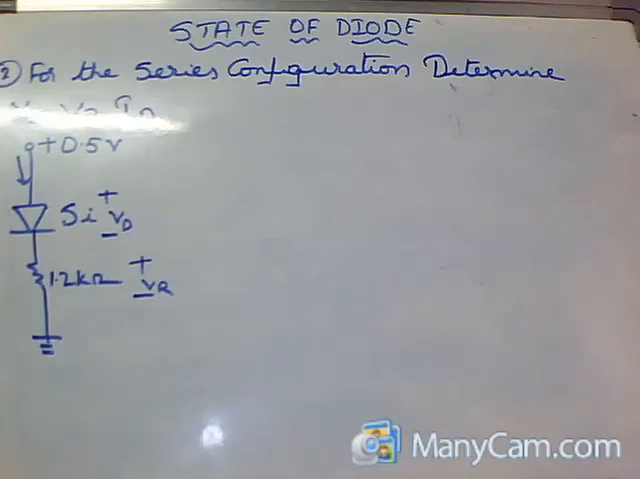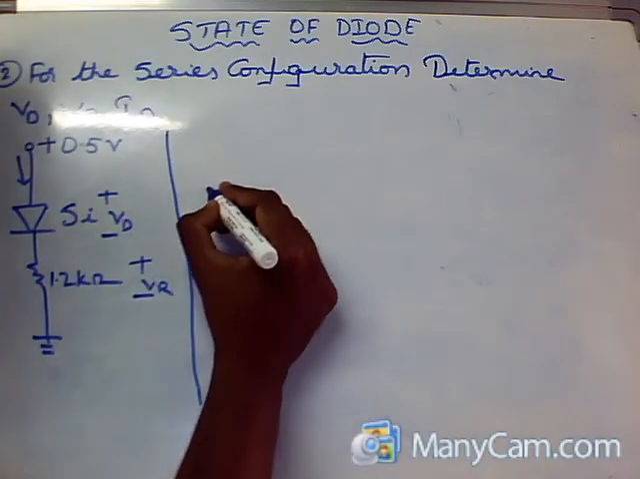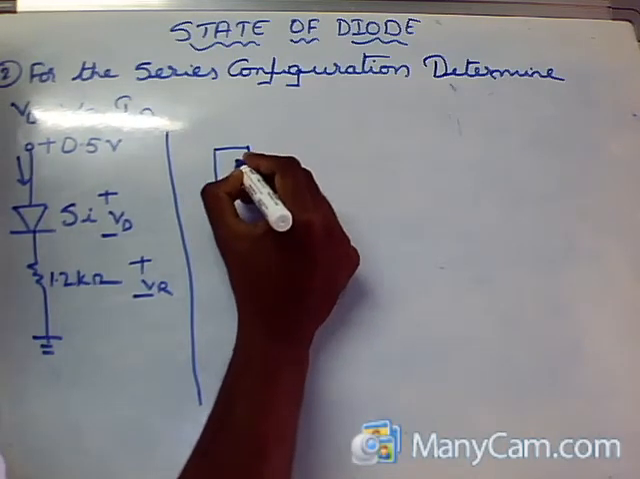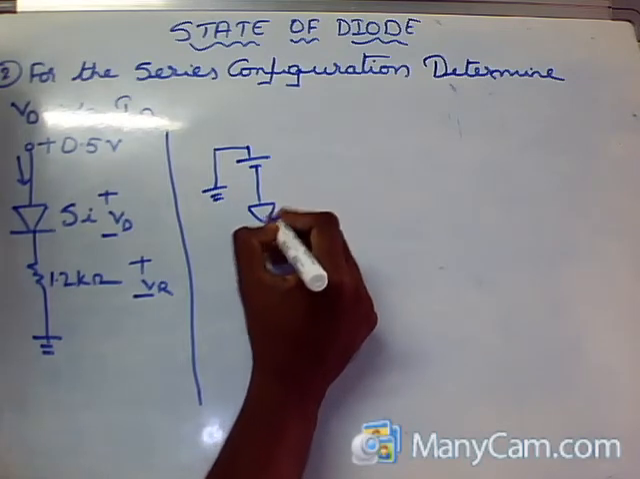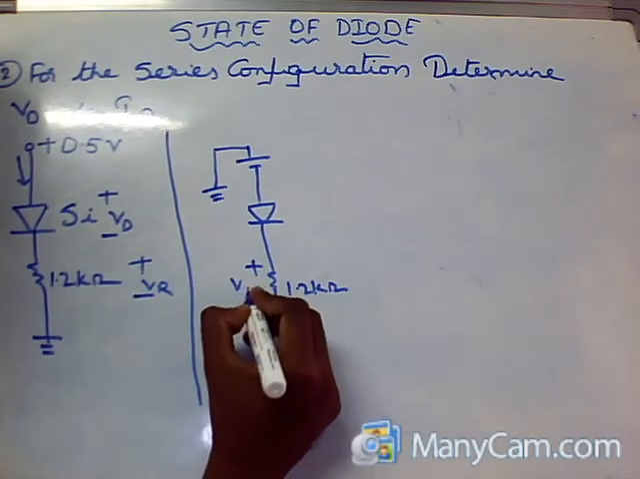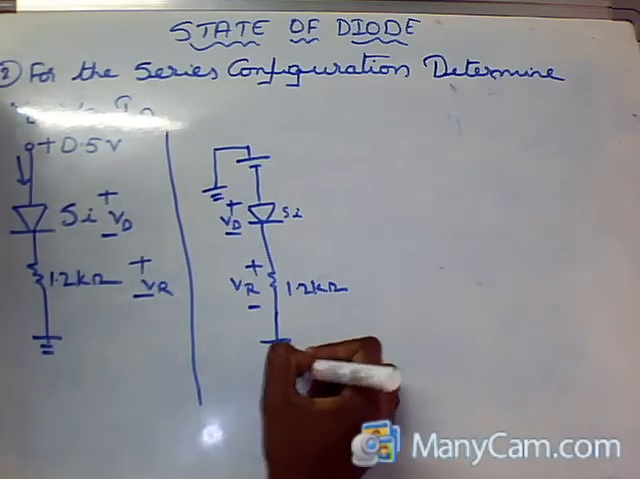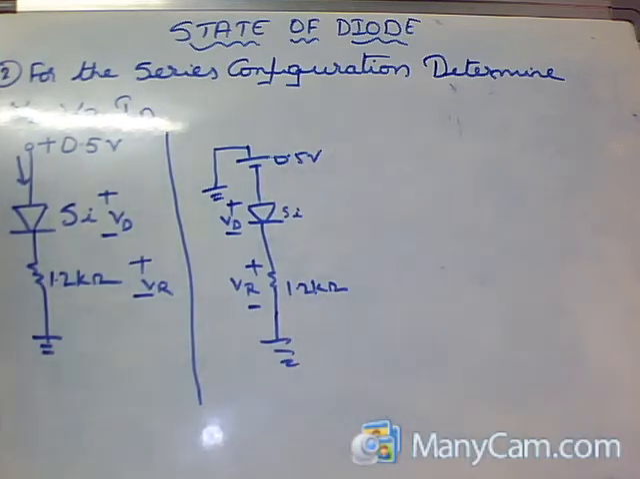Generally any node in the world, in any problem, will not be given without ground. It is like the height of a person, for example. How can you measure the height of a person? We measure it from ground level, right? So we can measure the voltage, how many volts, from ground level. So the circuit is redrawn like this: a silicon diode with voltage drop VD, and a resistance of 1.2 kilo ohms with a voltage drop VR, with 0.5 volts given.